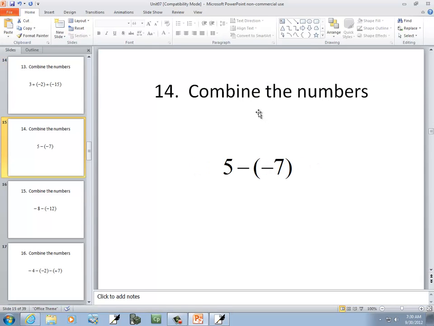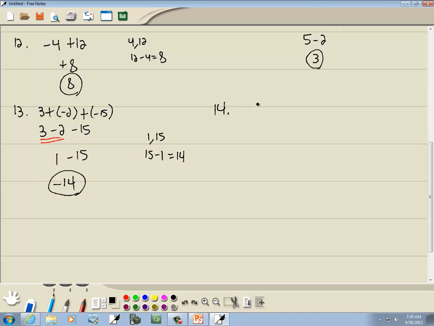Okay, let's look at this one. Got 5 minus negative 7. Using our shortcuts, a negative parentheses negative becomes a positive. And once we do that, we know how to work it already. 5 plus 7 gives us 12.